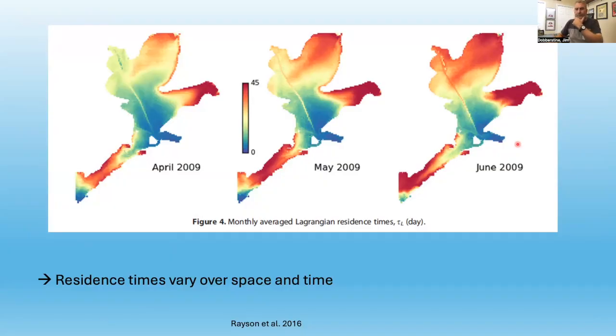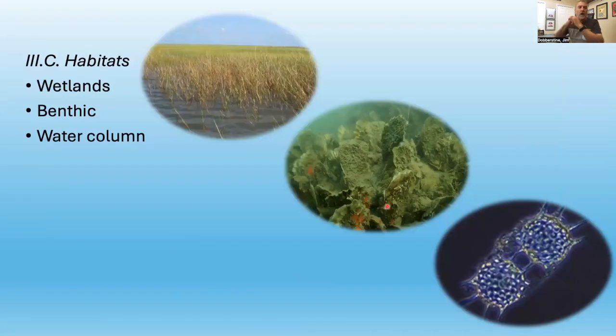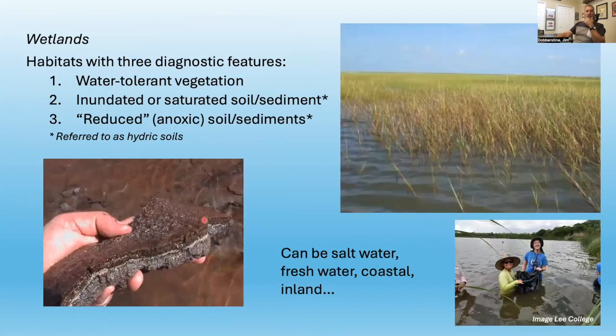All right. So let's shift gears a little bit and talk about habitats, because again, hydrology affects the habitats that are present. We're going to talk about three primary habitats today. We're going to talk about wetlands, the benthic habitats, which are in the sediments and soils. You'll oftentimes hear those terms intertwined. Sediments are just submerged soils. And then the water column itself. There we go. So let's talk about wetlands first.